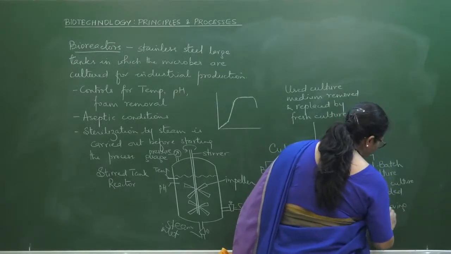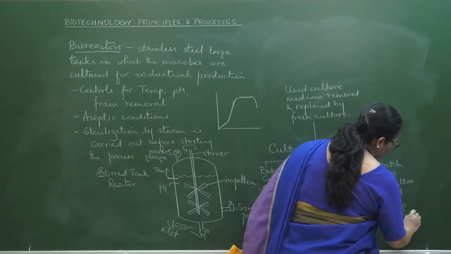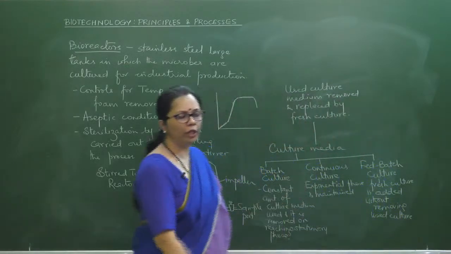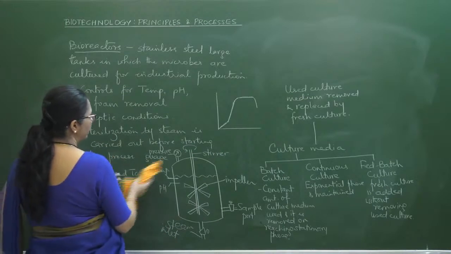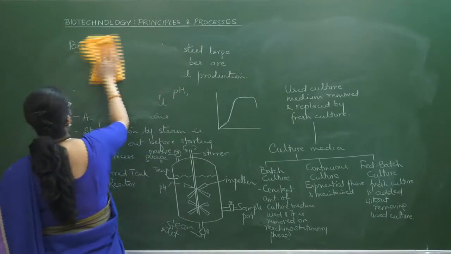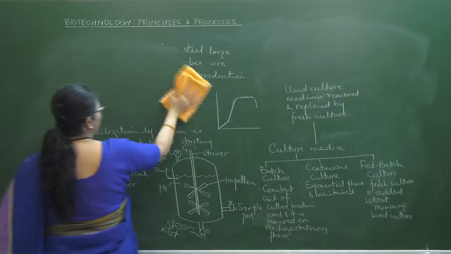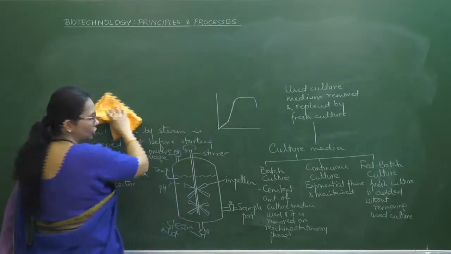Without removing used culture. Okay. So this is more commonly used, the fed batch culture. Now the last step, the product has been formed, let us say. So we have to isolate that product. Now comes the payoff phase actually.